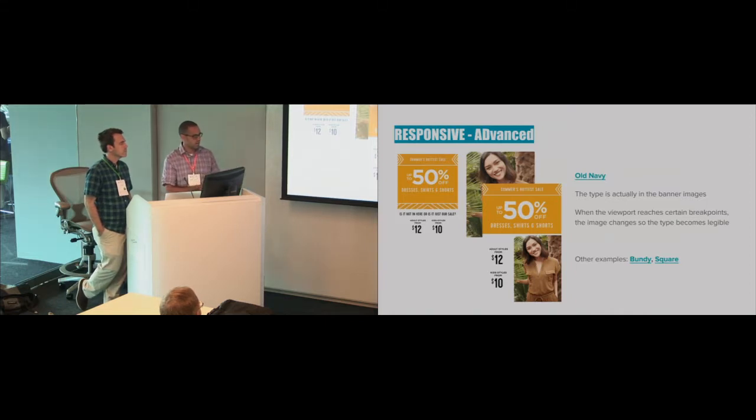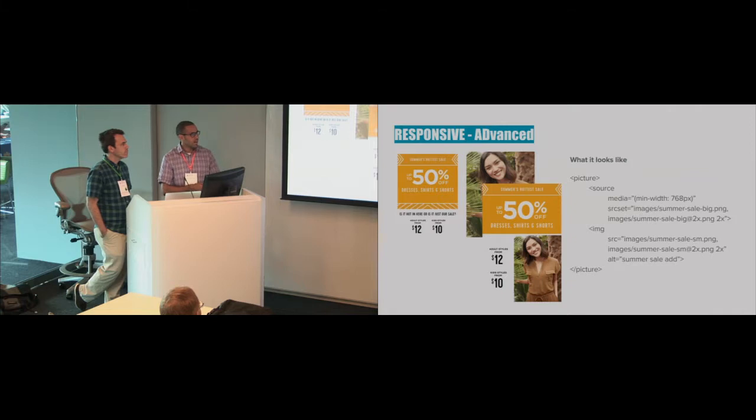There are other examples of this method. Square, the card reader company, and Bundy also use these exact same things. And what you can use for this is the picture tag, which JP mentioned before, where you load in different images for different screen sizes, different media queries. So if you had one here, that would be the large one for the big screen, the summer sale one, and then when it's down to a smaller screen size, you have this as your fallback one as well. So if they can't load this one, it'll load this image every time.